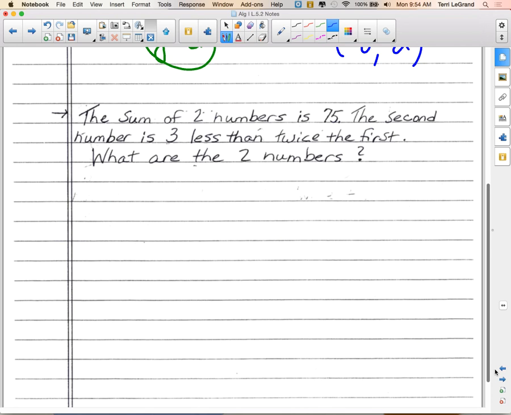Sum of 2 numbers is 75. Sum meaning what? Yeah, the answer you get after you do an addition. The second number is 3 less than twice the first. Oh my goodness, that sounds like, my aunt is related to your cousin who's married to, no. Let's just take this and sort it out slowly here. What are the 2 numbers?